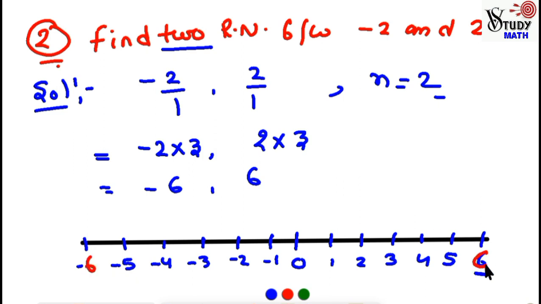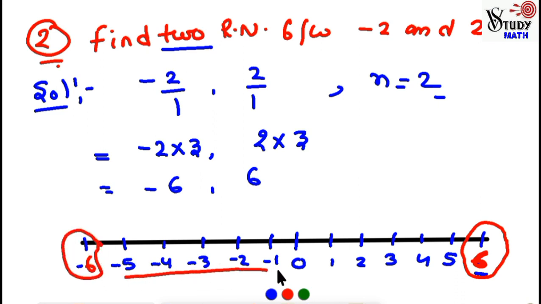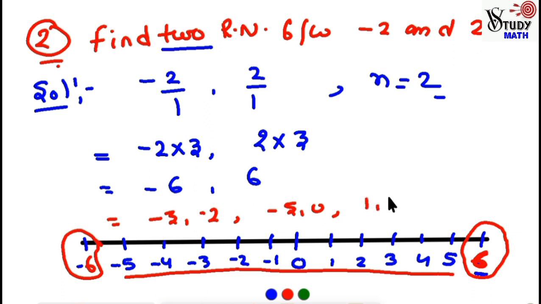So what do we have to find? We have to find two rational numbers between this 6 and this 6. On the number line you can clearly observe how many numbers lie between these two numbers. Any two of them you can write in your answer. My answer will be negative 3 and negative 2. Other students can write negative 5 and 0. Some students can write 1 by 2, or 3 and 5.